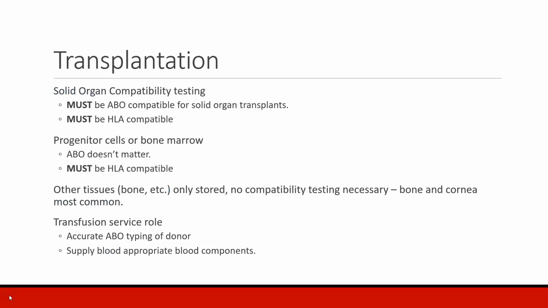Transplantation requirements for solid organ compatibility testing. The organ must be ABO compatible for solid organ transplants, and it must be HLA compatible, which we'll talk about in a minute.